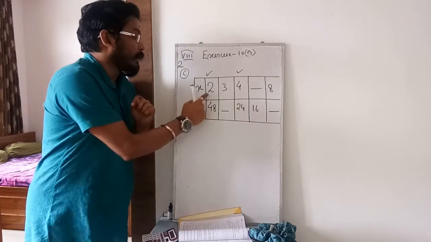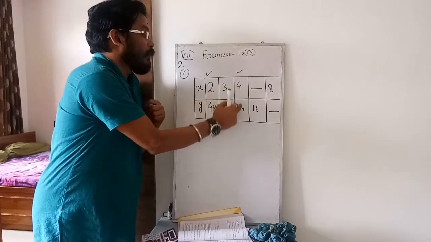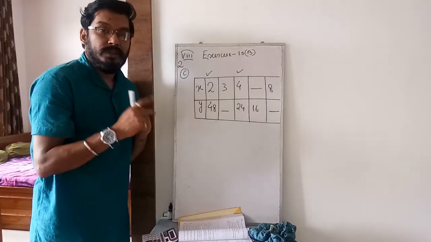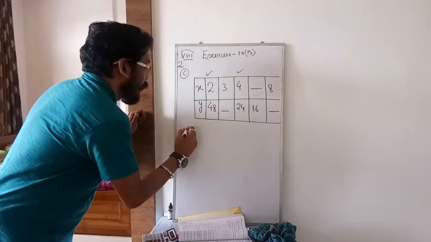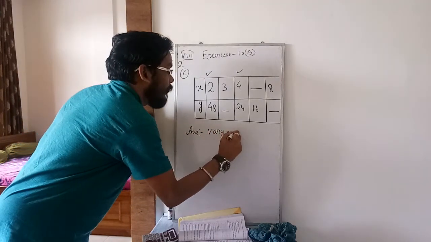Now I have to multiply. 48 into 2 is 96, 24 into 4 is 96. So it is inverse variation. So you will write first, varies inversely.